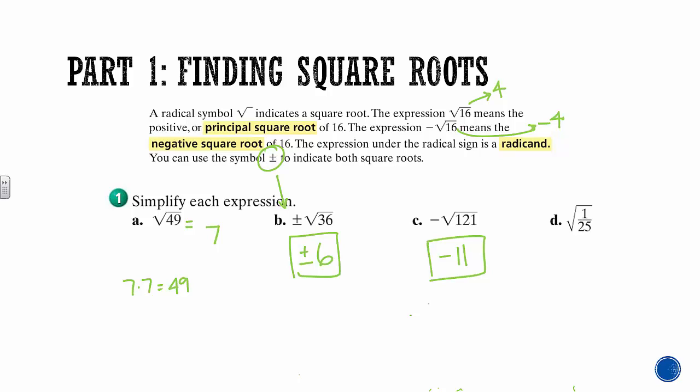And then the next one is a little tricky, but we will learn a rule eventually in Chapter 11 that says that you can take square roots of fractions and split them up. And both of these are perfect squares. They're numbers that you should have memorized. The square root of 1 is 1, and the square root of 25 is 5. So the square root of 1/25 is 1/5.